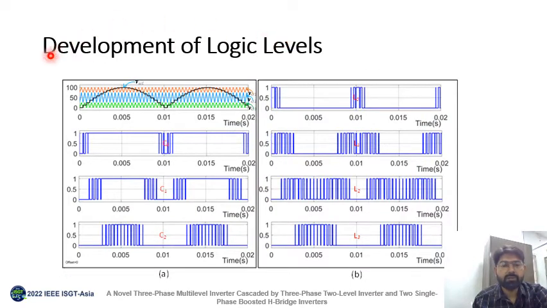Development of logic levels. Here, a modified reference signal is compared with level-shifted carrier signals to get C0, C1 and C2, and these comparator outputs C0, C1 and C2 are used to develop the logic levels L0, L1, L2 and L3 for different voltage levels.